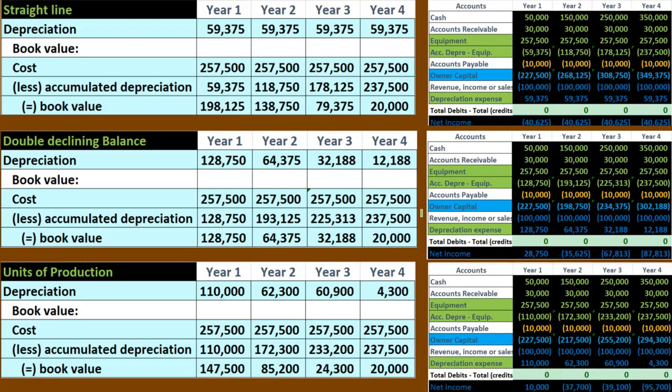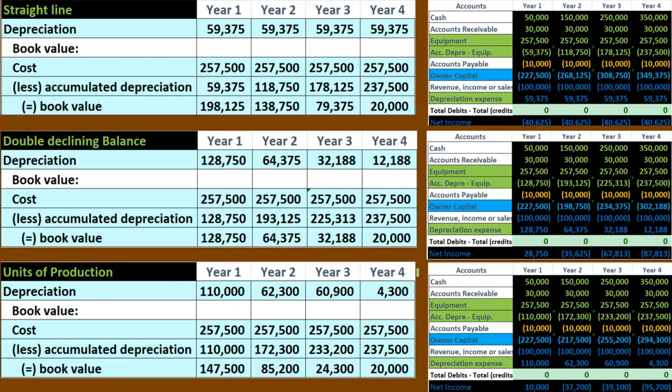Well, similar to driving a car, if we want to estimate the loss in value of that car, we can divide the cost over the useful life in years, but it might be more accurate to divide it by the expected miles it's going to drive. Why? Because the expected miles might have a more significant correlation with the deterioration of the car than just time, and that would be similar to units of production.